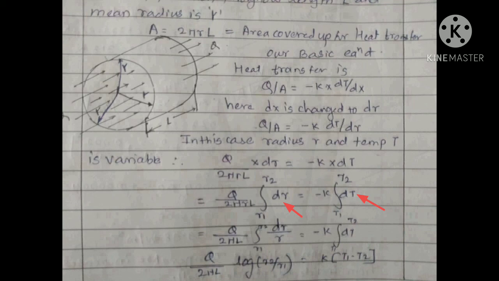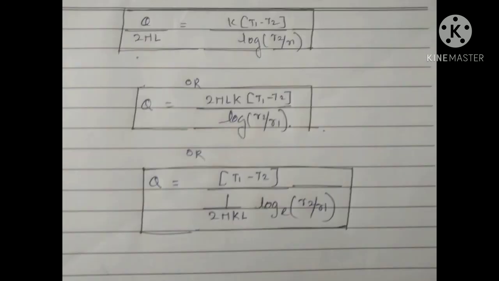At both sides of the equation there is a variable property. So integrating the equation, ultimately we have a logarithmic value of the parameters. By solving, we have the new formula for conduction through a pipe, and that is q upon 2 pi L is equal to k into (T1 minus T2) divided by log base e of R2 upon R1. Arranging the different terms, we have two different formulas, as shown in the figure, for thermal conduction through a pipe.